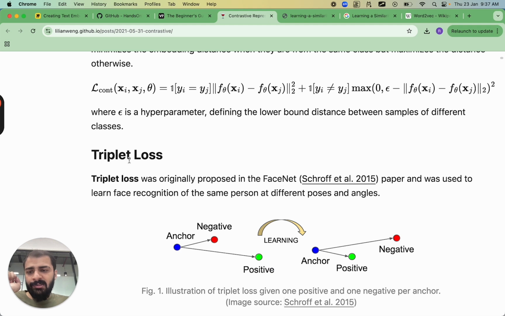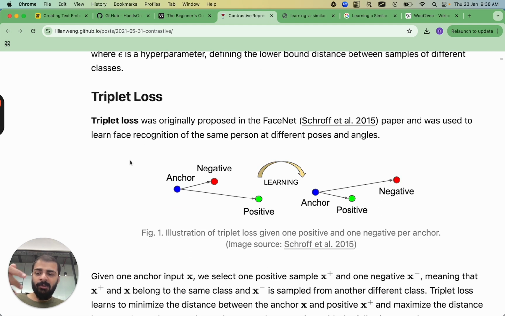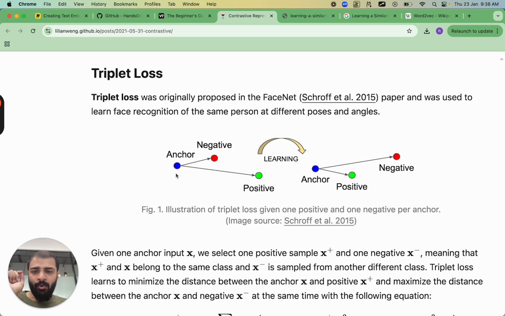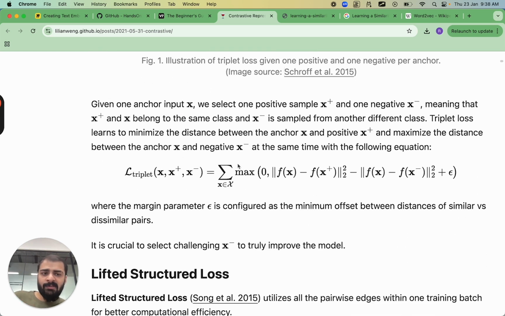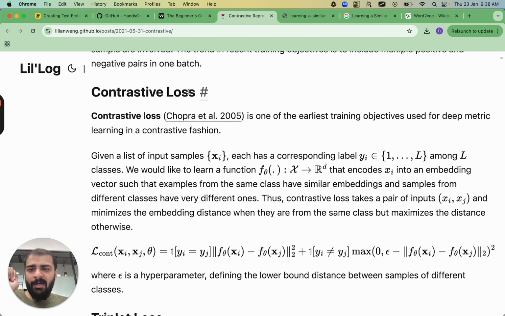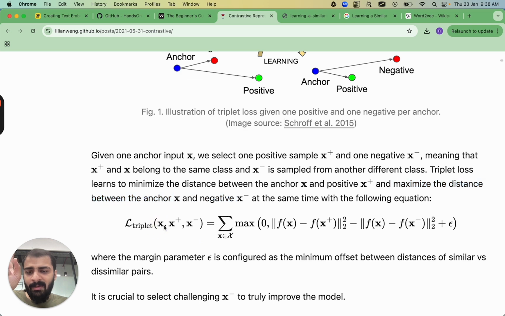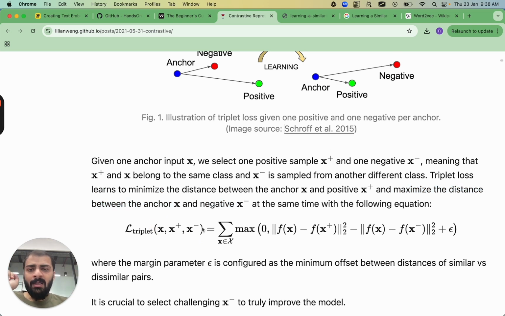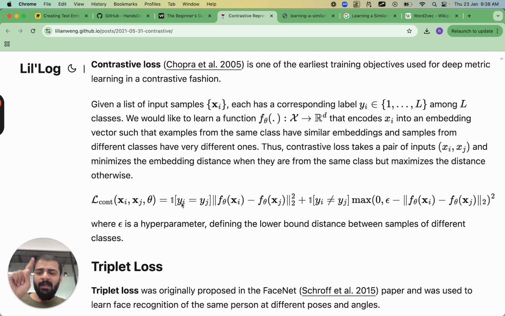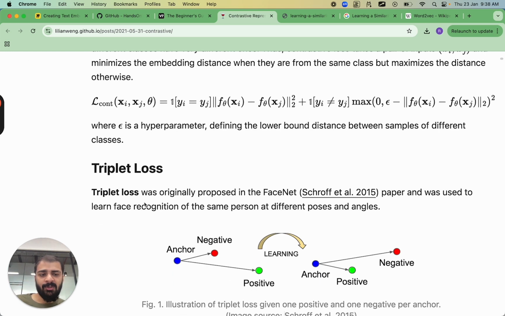The second type of loss is called a triplet loss, where you take three things at the same time. You take the anchor, a positive image with respect to the anchor, and a negative image with respect to the anchor. And in the same loss function, you minimize the distance between the anchor and the positive, and you maximize the distance between the anchor and the negative. So what is the difference between the contrastive loss and the triplet loss? In triplet loss, you are taking three images at the same time into the loss function, whereas in the contrastive loss, you are only taking two images at the same time.